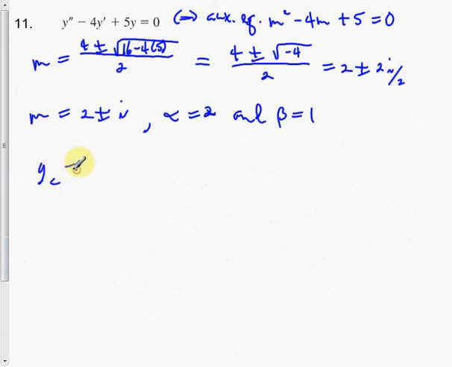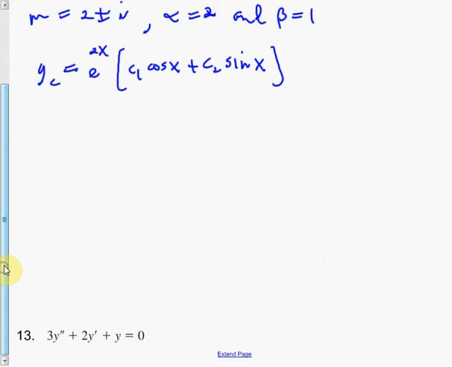So the complementary solution is e to the alpha x, 2x, times c sub 1 cosine beta x plus c sub 2 sine beta x. Right? Use brackets or parentheses, it doesn't matter. Any questions there? All right. Number 13.